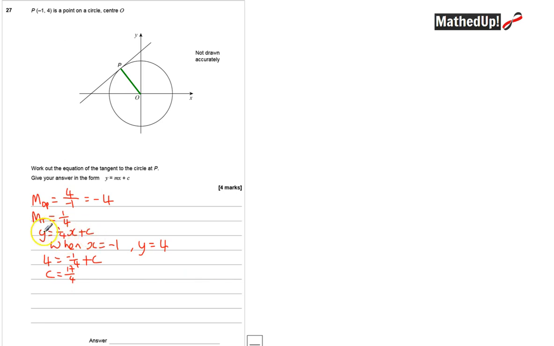Right, so now I know what c is. I can substitute it into this equation here. I get y is equal to a quarter x plus 17 quarters. So we've been asked to give our answer in the form y equals mx plus c. So I'm not going to tidy this up. I'm going to leave it as it is, as y is equal to 1/4 of x plus 17 quarters. You could have given your answer as y is equal to 0.25x plus 4.25, and that would have been okay as well.